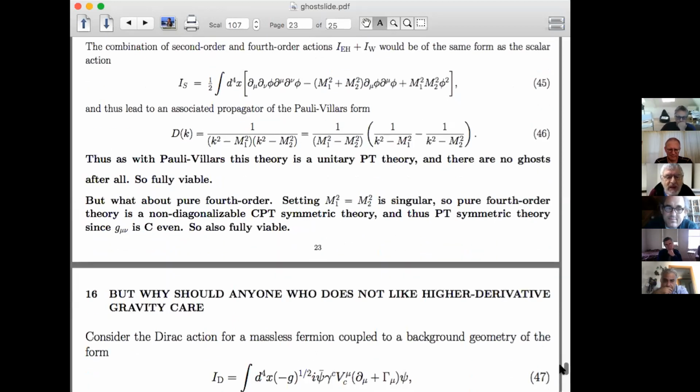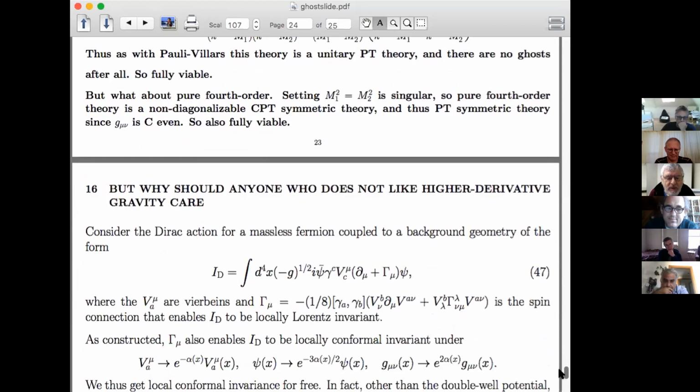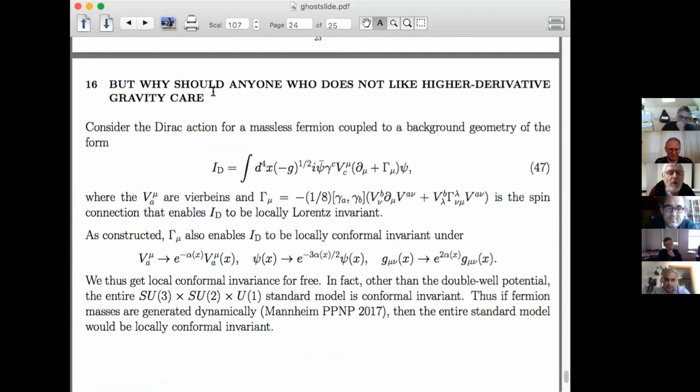Now, so that establishes the viability of the theory, but now comes the question: why should anyone who does not like higher derivative gravity care? And let me tell you, there are a lot of people who do not like higher derivative gravity. And I'm going to tell you why they have to care.